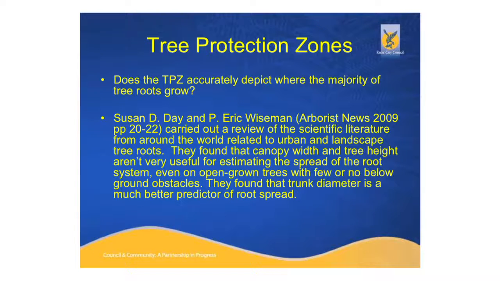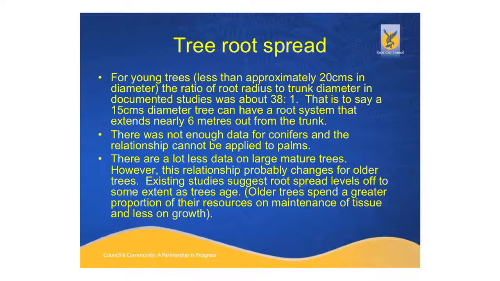However, their review of the literature found that for young trees less than approximately 20 centimetres in diameter, the ratio of root radius to trunk diameter in documented studies was about 38 to 1. We're allowing 12 to 1. We're saying that is acceptable. And with encroachments in that, we're even saying less than that is acceptable without evidence.